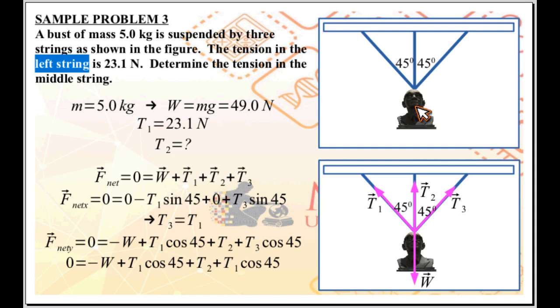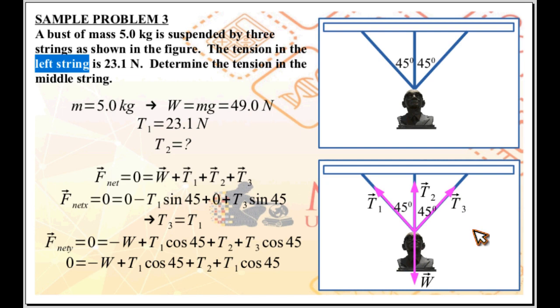We have the weight of the bust. Weight is always vertically downwards. And then we have T1, the tension in the left string. Tension is always a pulling force, so the bust is being pulled by the string in this direction. You have tension T1. And then we identified T2, the tension in the middle string. Again, tension is a pulling force, so the bust is being pulled by the string in this direction. And then you have a third string, the right string, let that be tension T3. You have the forces present in the system.